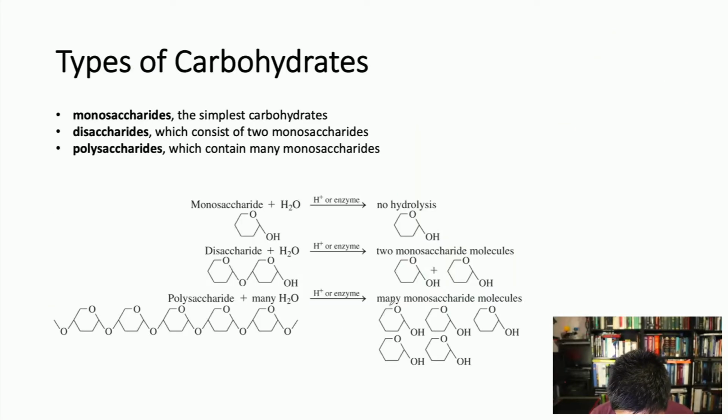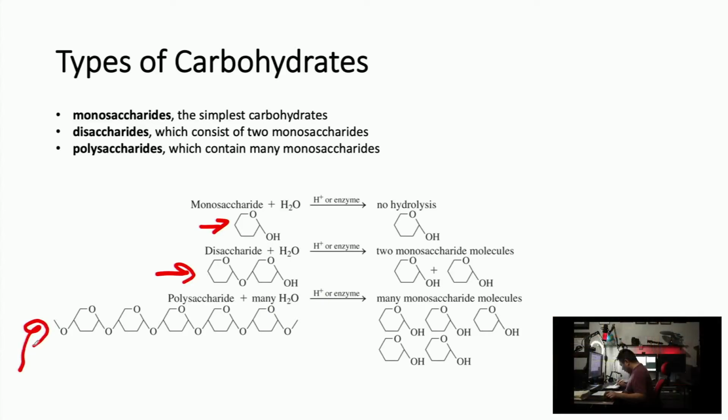Next slide. There are three types of carbohydrates. They're the monosaccharides, which are the simplest carbohydrates. They only have one ring. They're the disaccharides, which have two rings, right? And then there are the polysaccharides that have multiple rings, right?